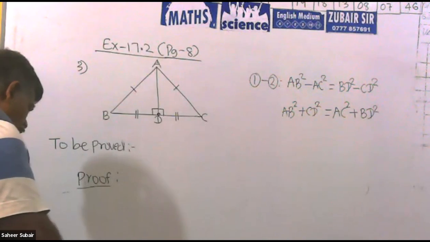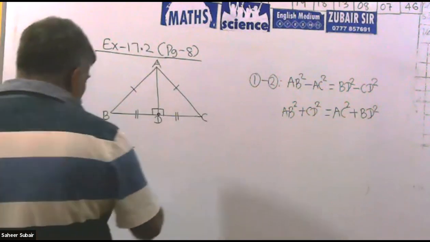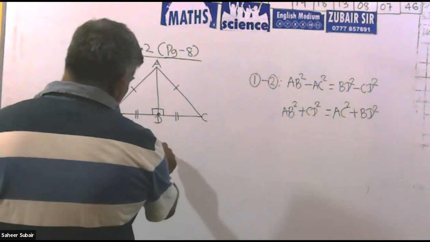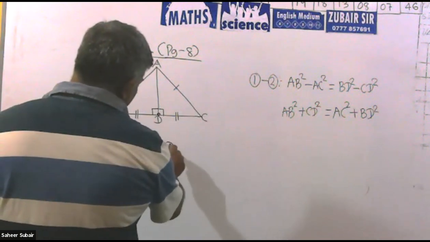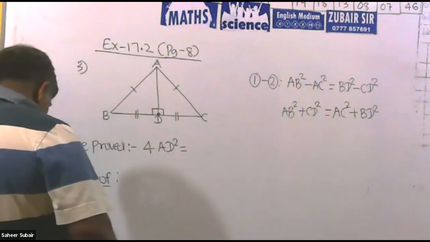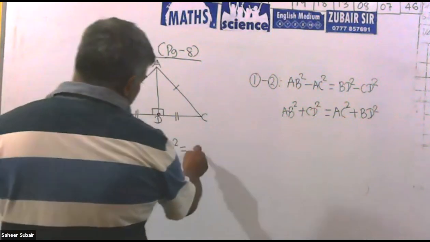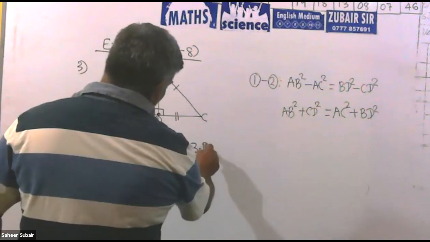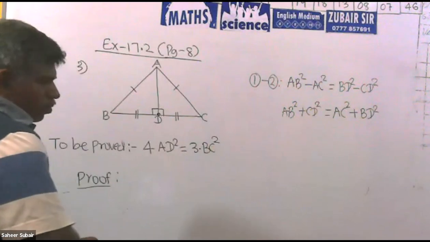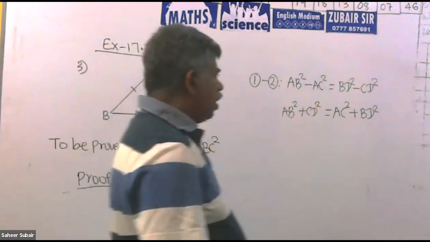Then they are asking you to prove 4AD squared. What is to be proved? 4AD squared is equal to 3BC squared. So this is the one they are asking you to prove.